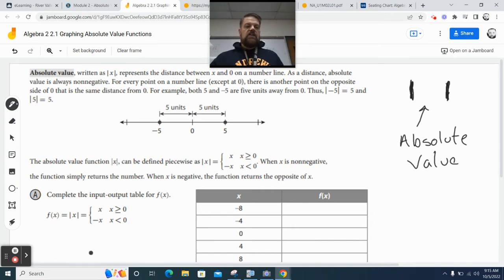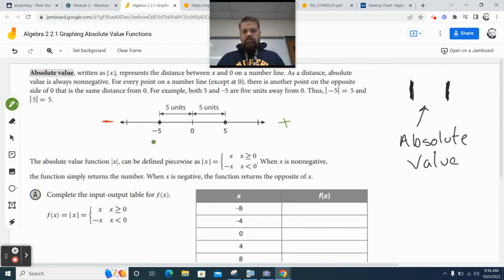So just kind of reading along from the textbook, it says written as the absolute value of x, it represents the distance between x and 0 on a number line. As a distance, absolute value is always non-negative. Okay, and so they give us two examples. They say that -5 is on the number line, right? Because we're going in the negative direction or the negative side of 0. And then going to the right of 0 is kind of considered a positive side.